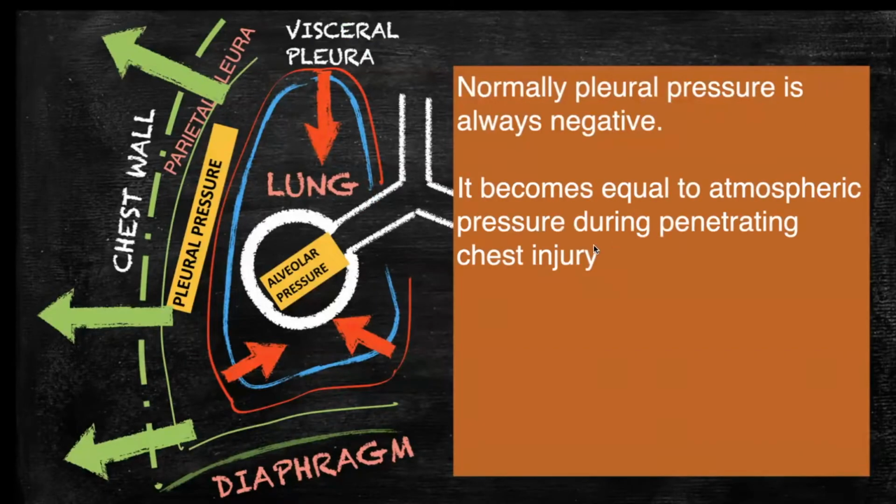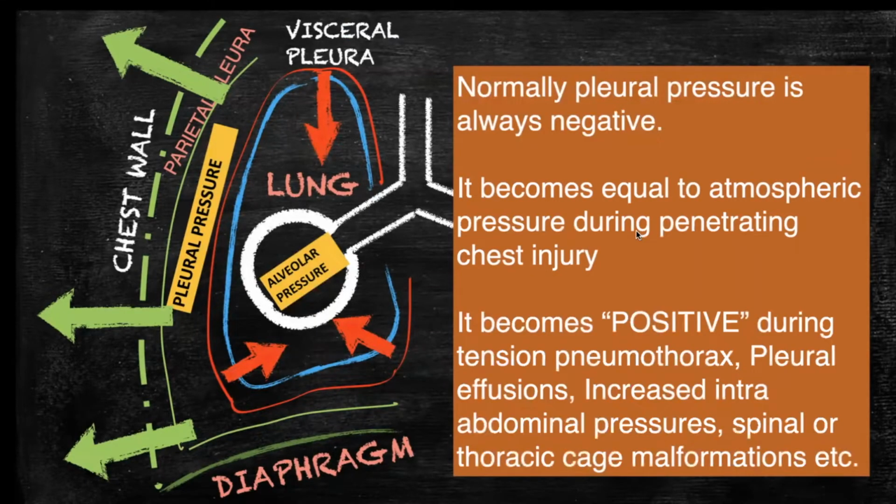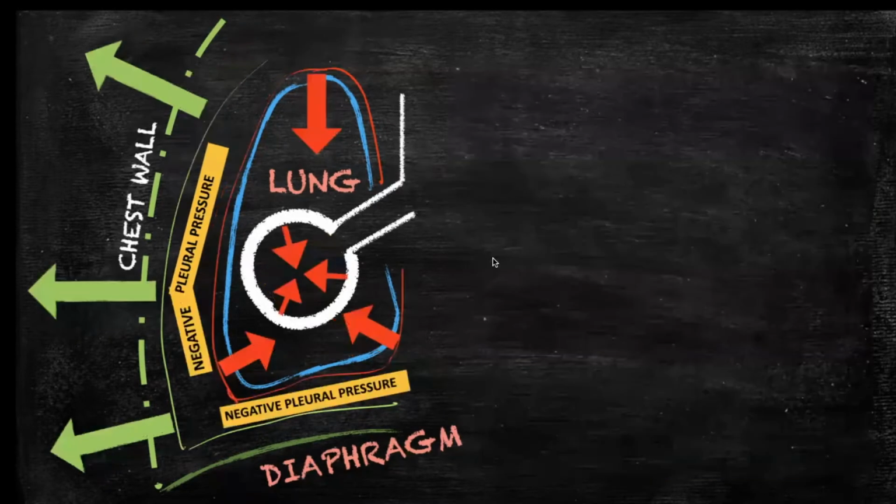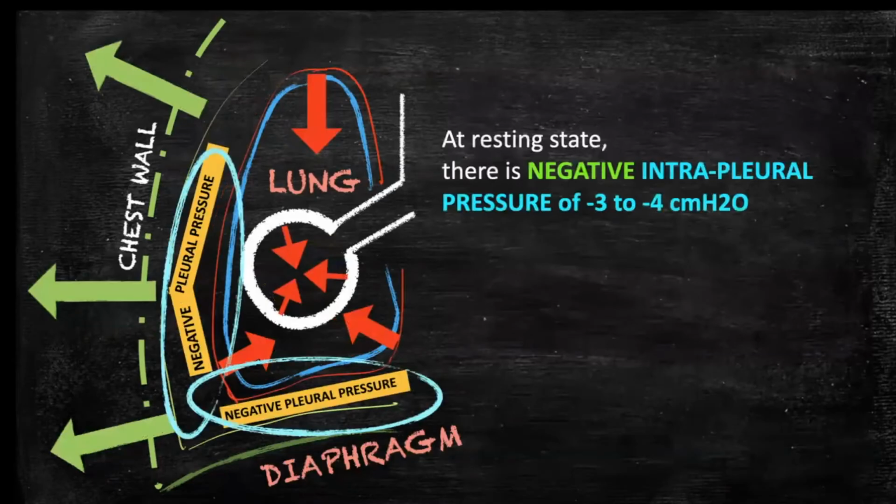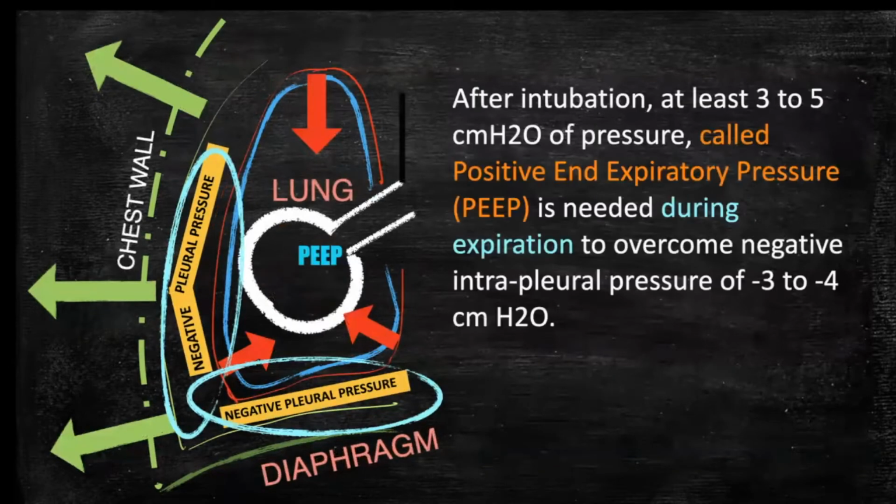become equal to the atmospheric pressure when there is a penetrating chest injury, like a stab injury, or it may actually become positive during tension pneumothorax, pleural effusion, increased intra-abdominal pressures like severe ascites or obesity, or spinal or thoracic cage malformations. So at the resting stage, there is a negative intrapleural pressure of -3 to -4, which we already discussed in previous slides.